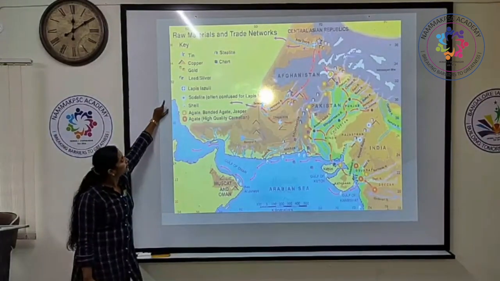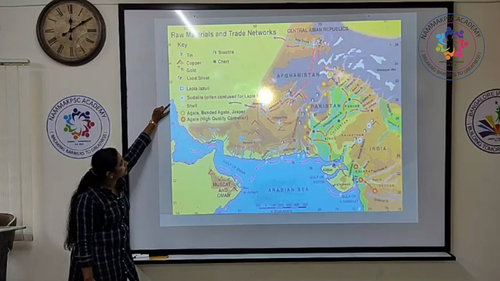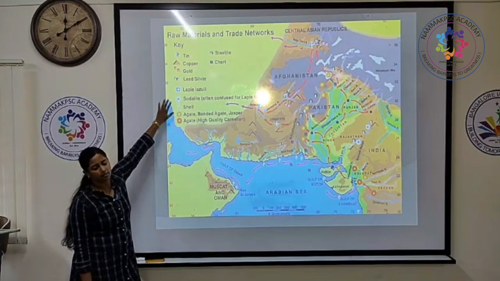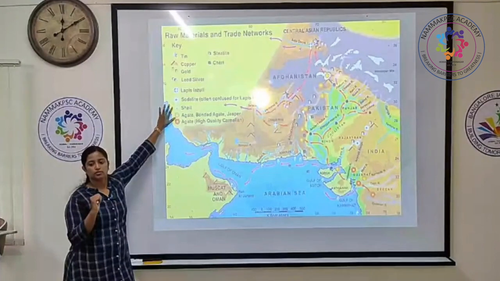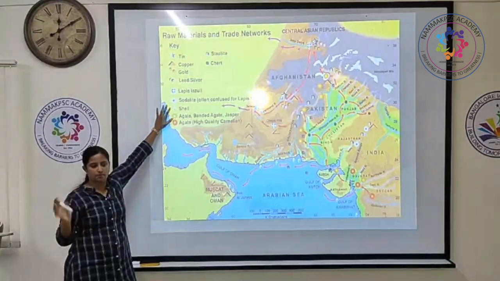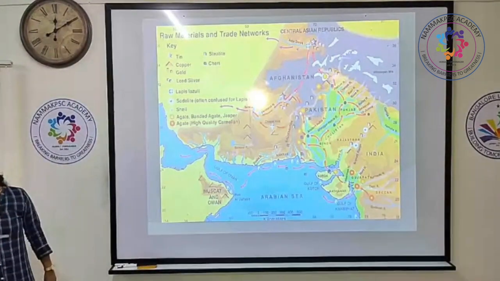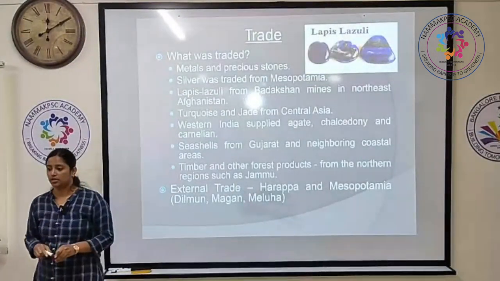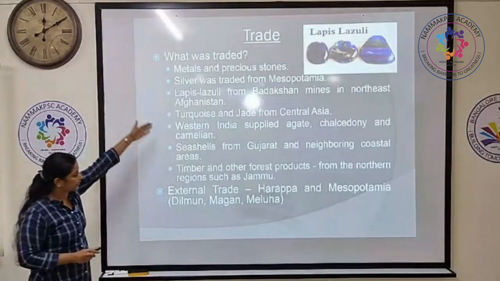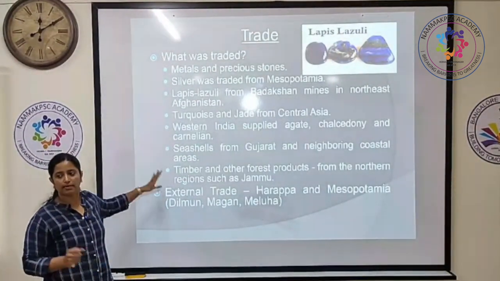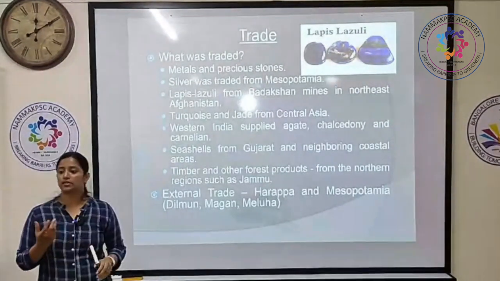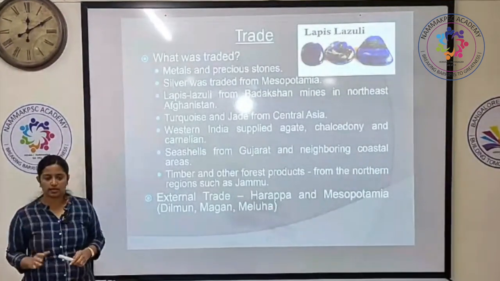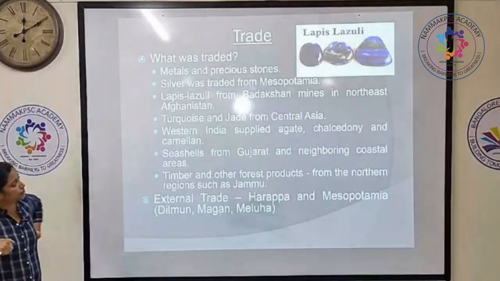What all did we trade? Tin, copper, gold, lapis lazuli, sodalite, shell, steatite, chert, agate, banded agate, jasper. These are all valuable or precious stones. Don't break your heads getting into the details of these, just remember these names. Look, that is lapis lazuli, a very beautiful looking stone. What was traded from which place is given here. I want you to remember at least a few of them. This looks more memory based, yes, it is, but certain areas will have to be memorized to write in the answers. So metals and precious stones were traded.